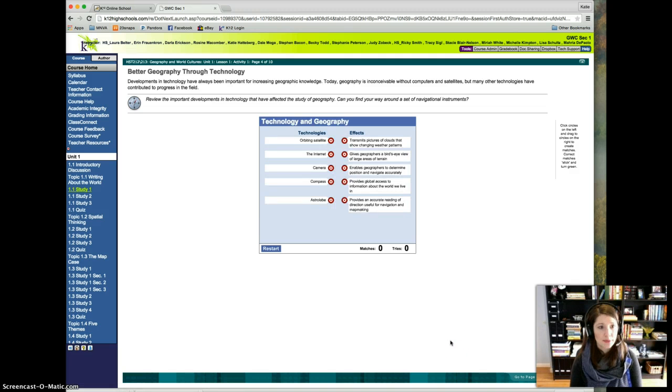Moving on to page 4. Better geography through technology. Developments in technology have always been important for increasing geographic knowledge. Today, geography is inconceivable without computers and satellites, but many other technologies have contributed to the process in the field. All right, I encourage you to log on to page 4, 1.1, study 1 to complete this exercise on your own.